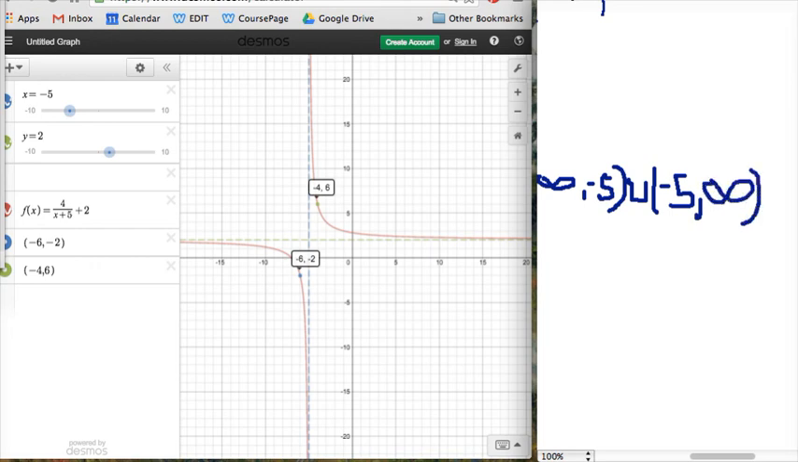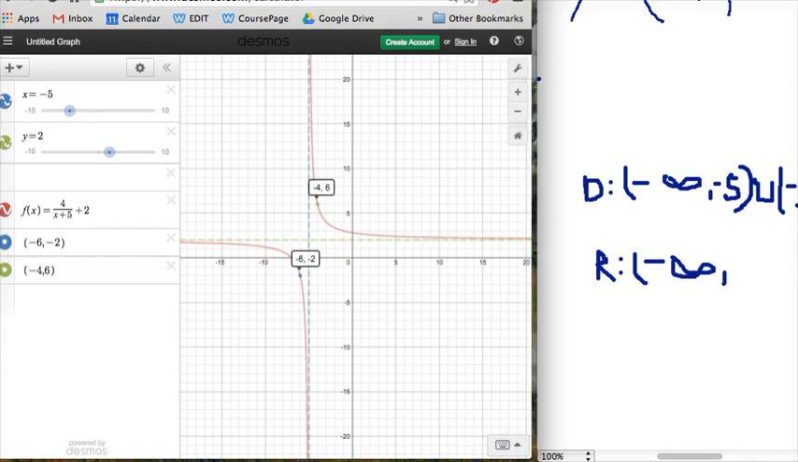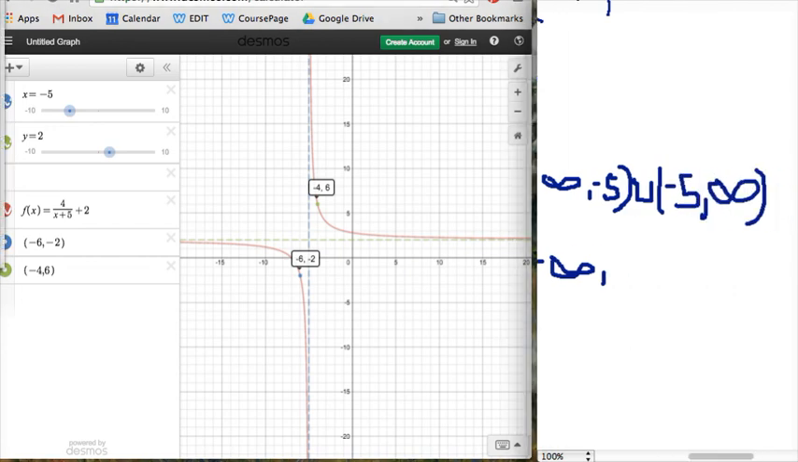And it's all parentheses. And then the range would be -infinity to 2. Don't include the horizontal asymptote, right? Because there's never a y value of 2. No matter how many inputs you try to put in, you'll never get an output of 2. Union 2 to infinity.